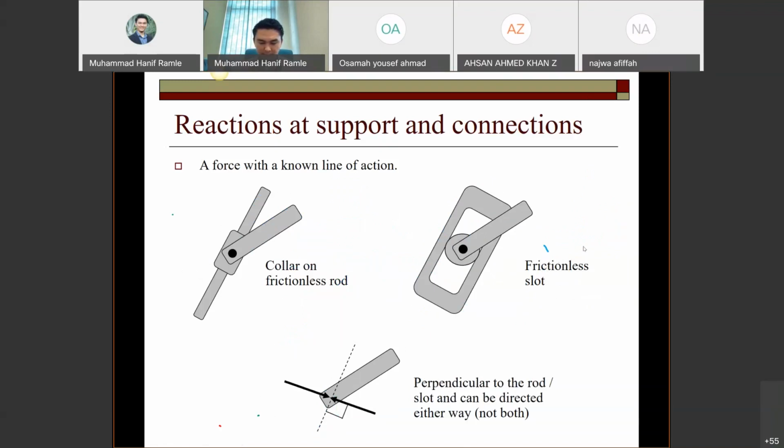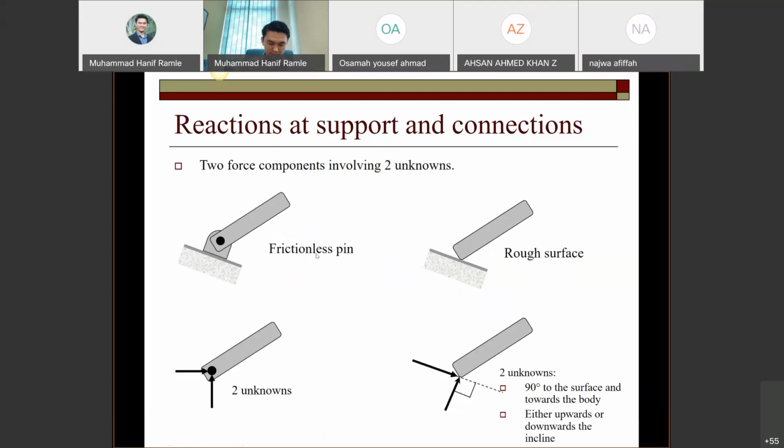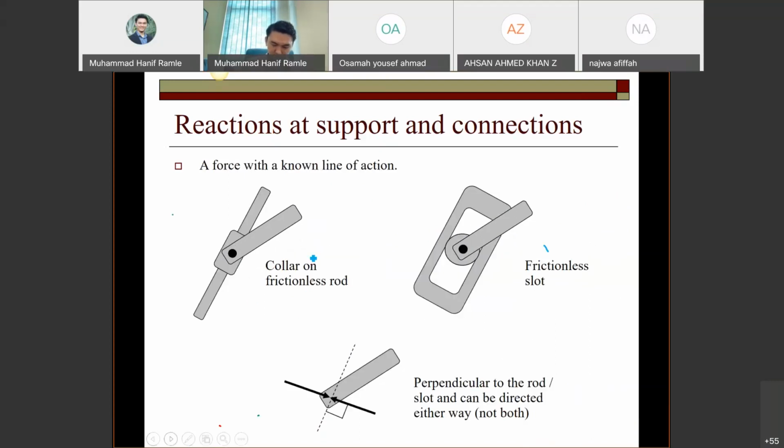All right, this is another system. A force with a known line of action. Some systems we call a collar on a frictionless rod or frictionless slot, like this. So basically we can consider one single body.